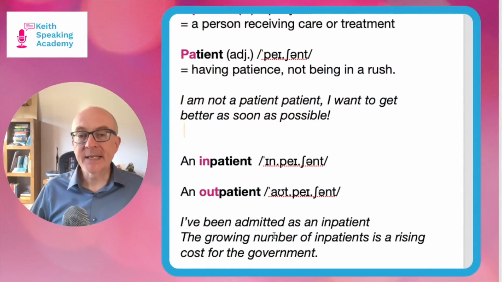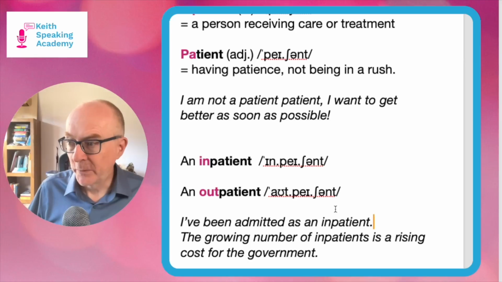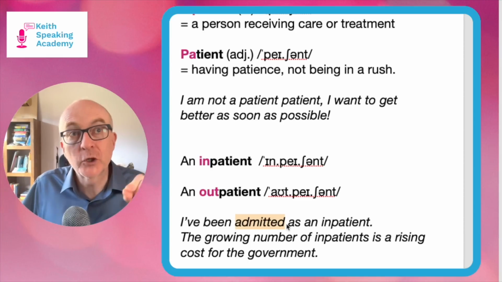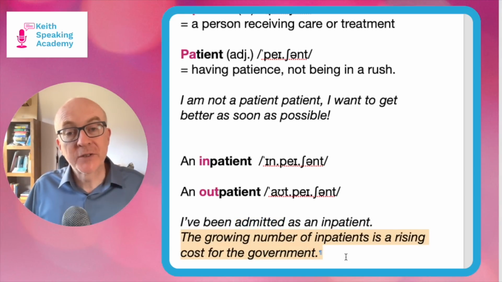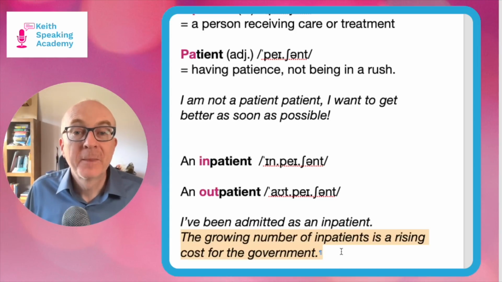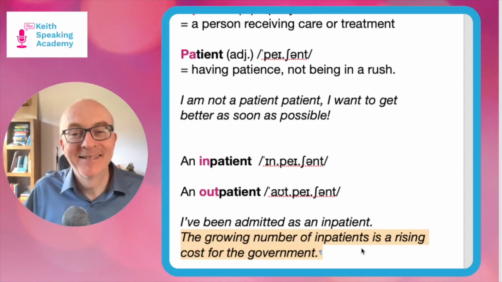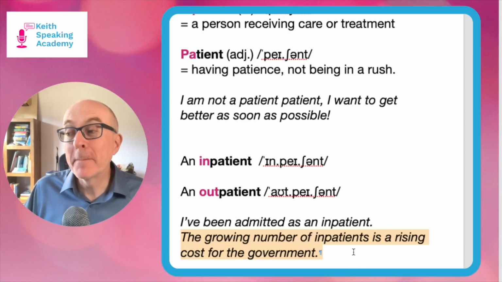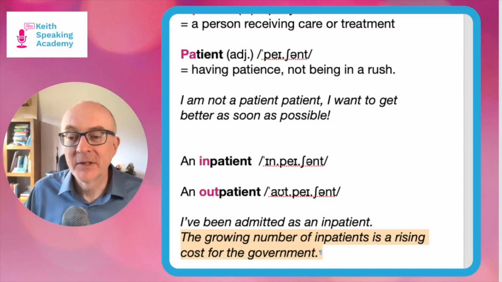Okay, an inpatient, an outpatient. For example, we can say, I've been admitted as an inpatient. Okay, we talk about admitting a patient, which means to let them in or to register them. I've been admitted as an inpatient. Or the growing number of inpatients is a rising cost for the government. Of course, because we have to pay for the bed and the food and the doctor's time and everybody's time. The growing number of inpatients is a rising cost for the government.